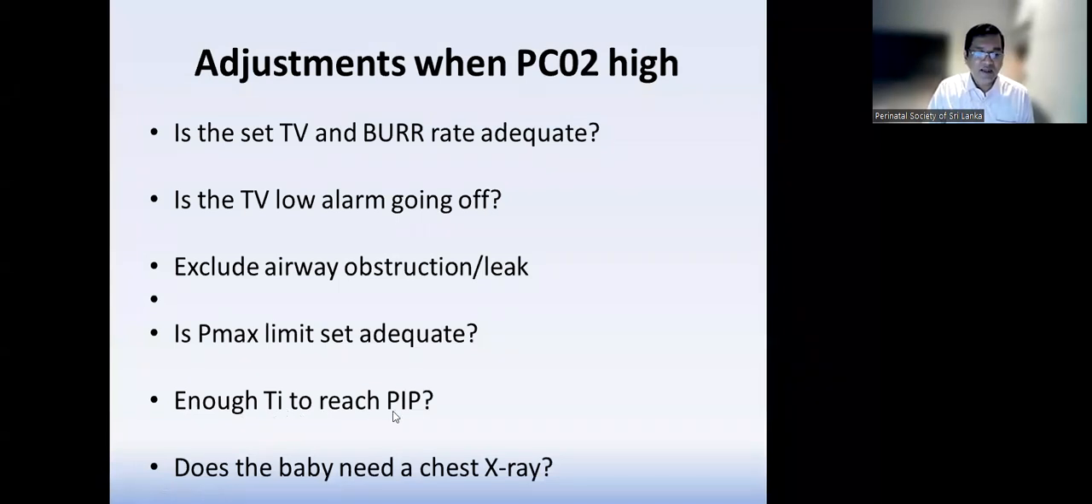And enough inspiratory time to reach the peak. If we have not used an adequate inspiratory time, the machine may not have enough time to reach the required peak. So check whether you have an inspiratory time like 0.3, 0.35, 0.36. And does the baby need a chest X-ray? So if there is carbon dioxide retention and all of this is not right, you have to decide, check the air entry and see whether you have to do a chest X-ray to exclude any air leak syndromes.